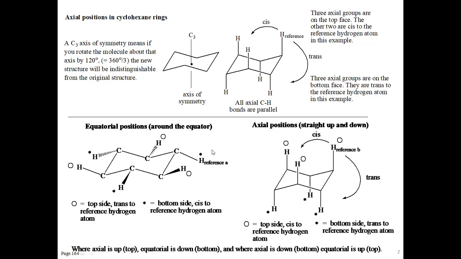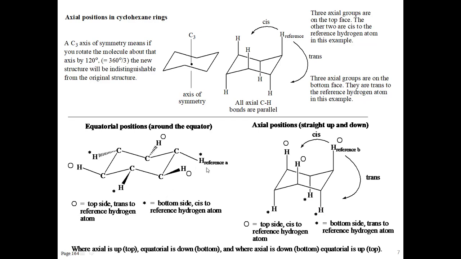If we look at the other positions around the outside, we call these equatorial, like the equator of the Earth, going around the center of the Earth. And these are also going to alternate down and up. Now what I did was I marked these with a circle if they're up, top side of the ring, and I marked them with an asterisk if they're on the bottom side of the ring. It's hard to tell on an equatorial position because they kind of look all the same. They're just pointing off to the side.